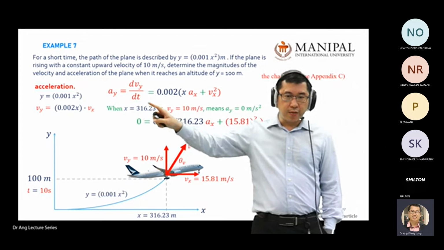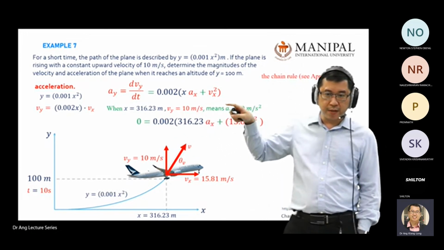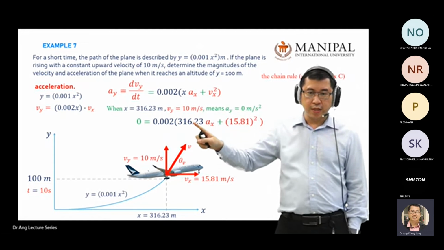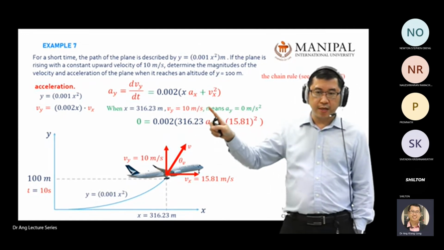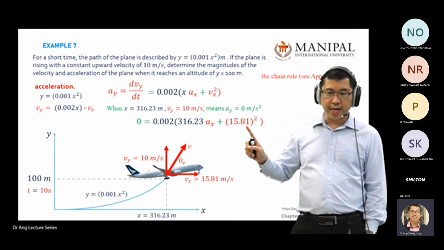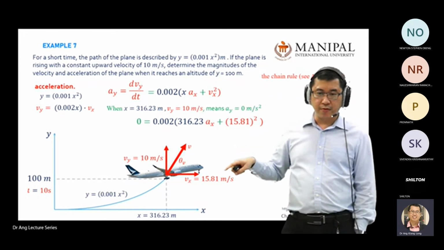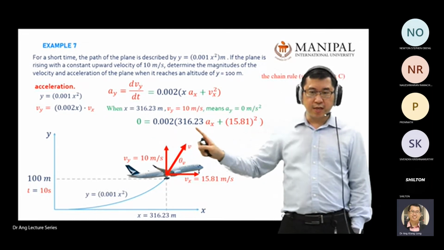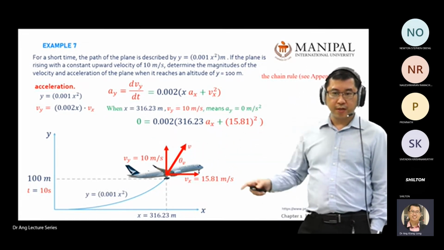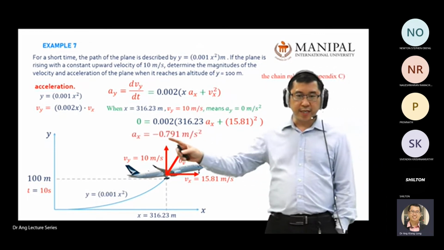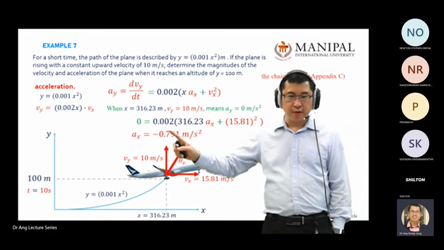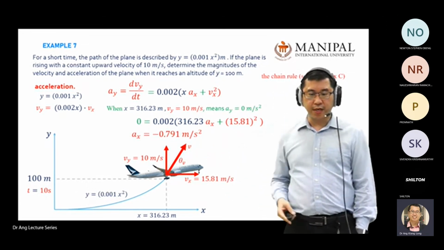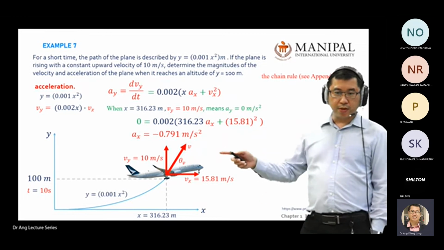Substitute value ay 0 because of this statement. Copy. Substitute. This one square. vx already calculated just now. Substitute square. In this equation, only one unknown. You can solve. So ax equals negative 0.791 meter per second squared.